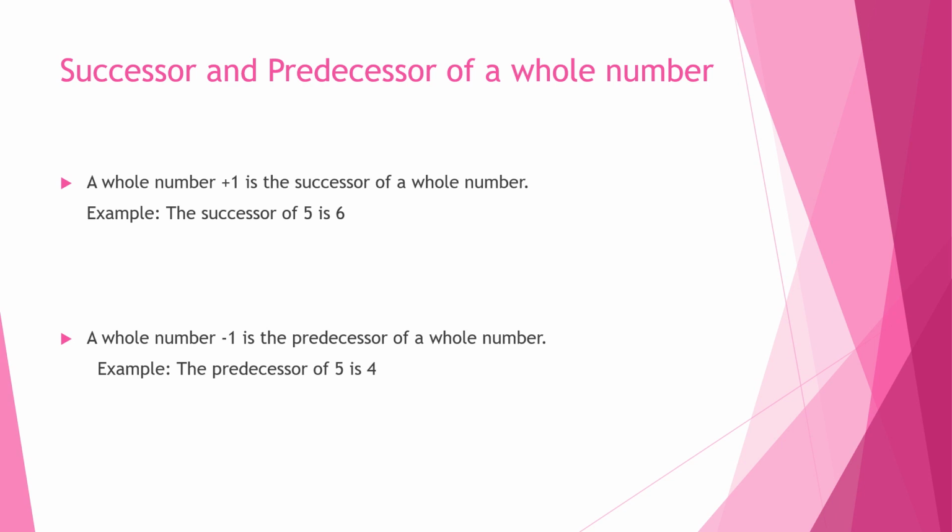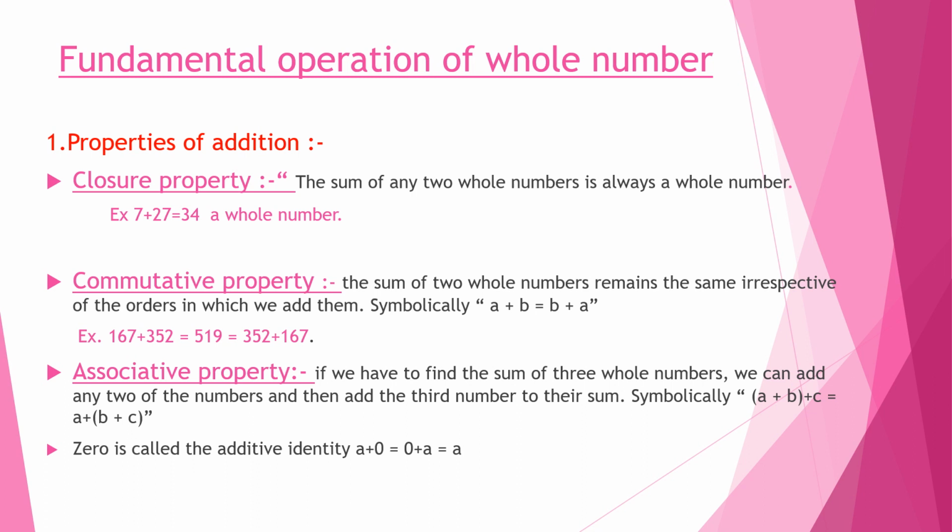So in simple words, we can understand it like this. Successor means the number after the given number and predecessor means the number just before the given whole number. Now here we will discuss the fundamental operations of whole numbers.